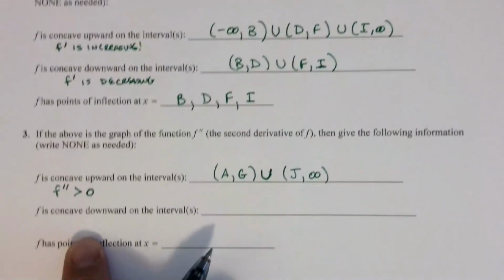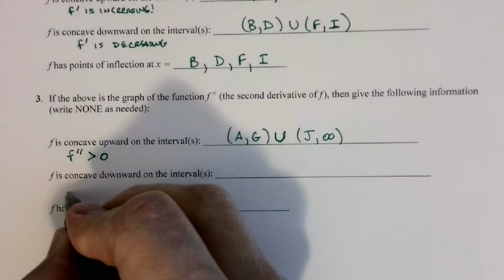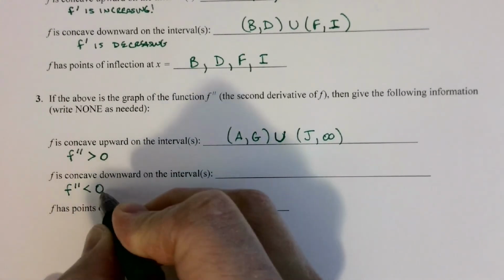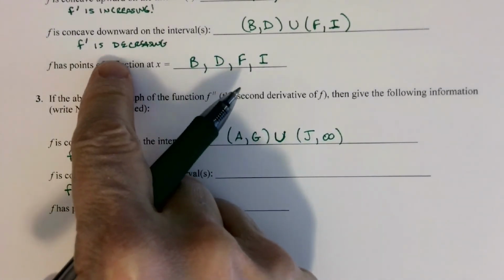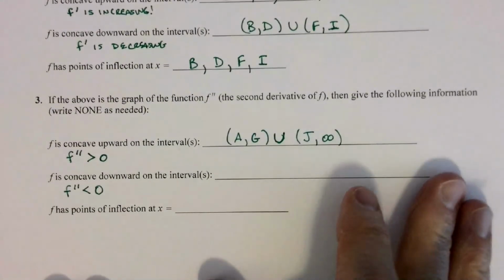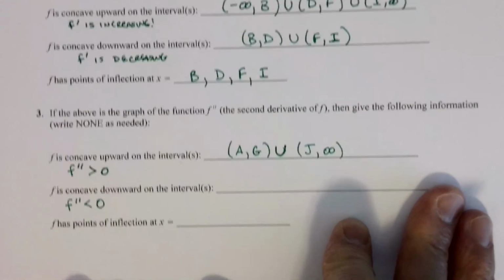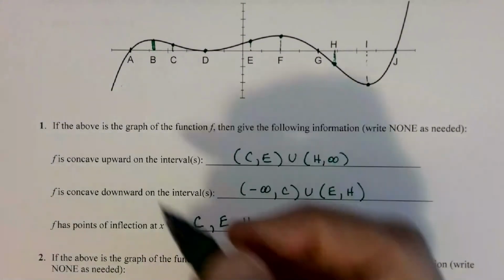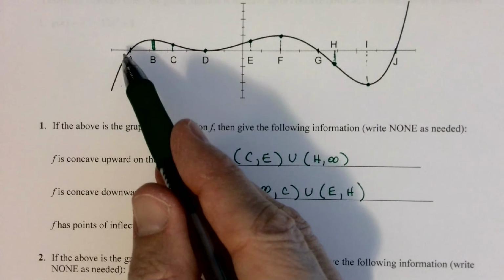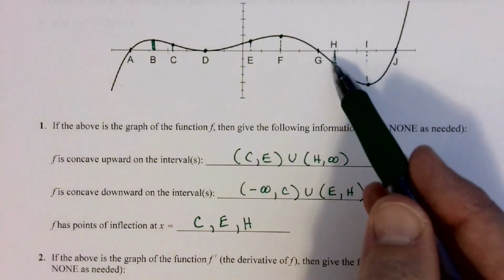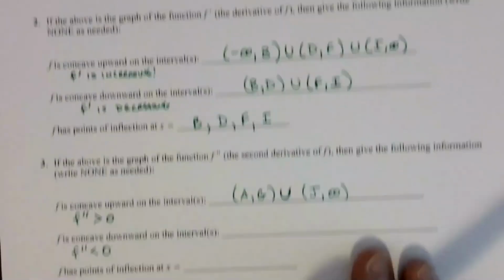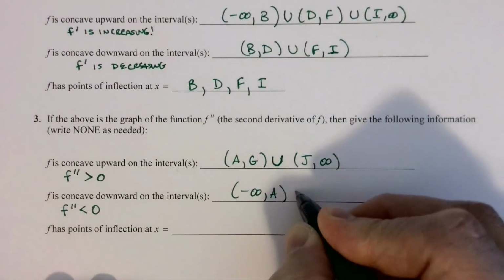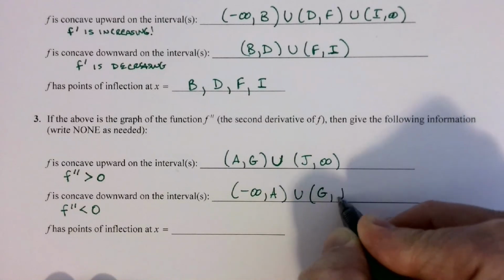Where is f concave downward? Where the second derivative is what? Less than 0. Second derivative less than 0 means f prime is decreasing, means f is concave downward. So where is f double prime less than 0? Where it's below the x-axis. That occurs for values less than A and between G and J. Less than A and between G and J.